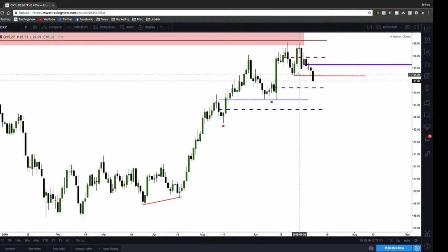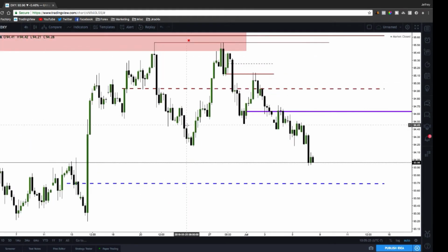But just from the structure that we have alone, I think we're going to get the move below these equal lows, and then they can come back up and take the equal highs. But I think these equal lows are going to be the target first. So again, that's 93.20, about 70 pips or so away from current market price.